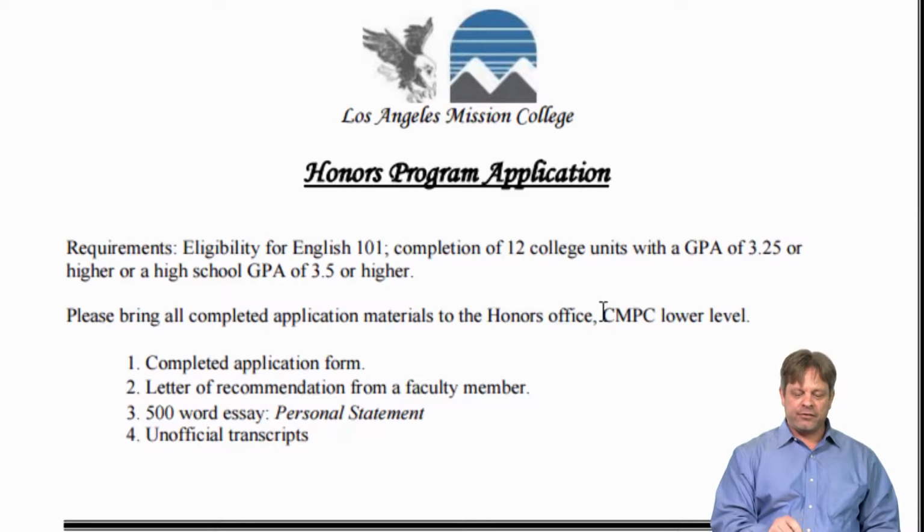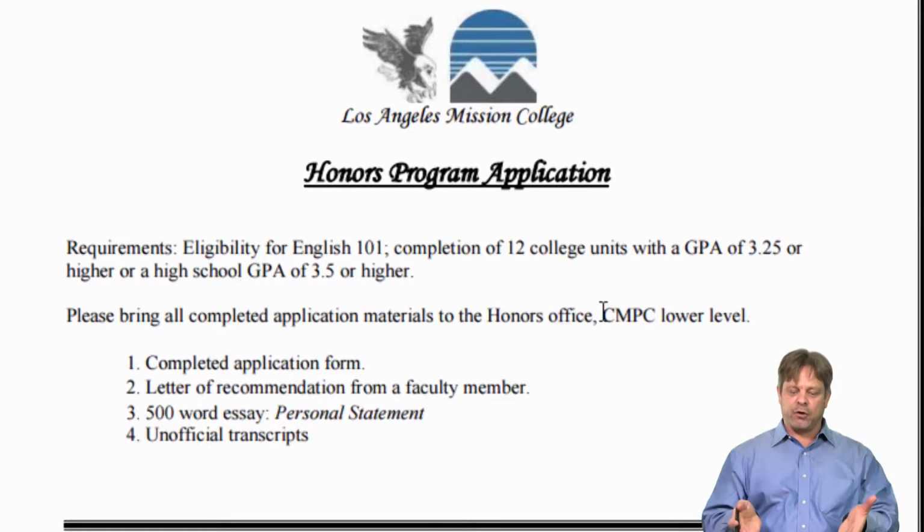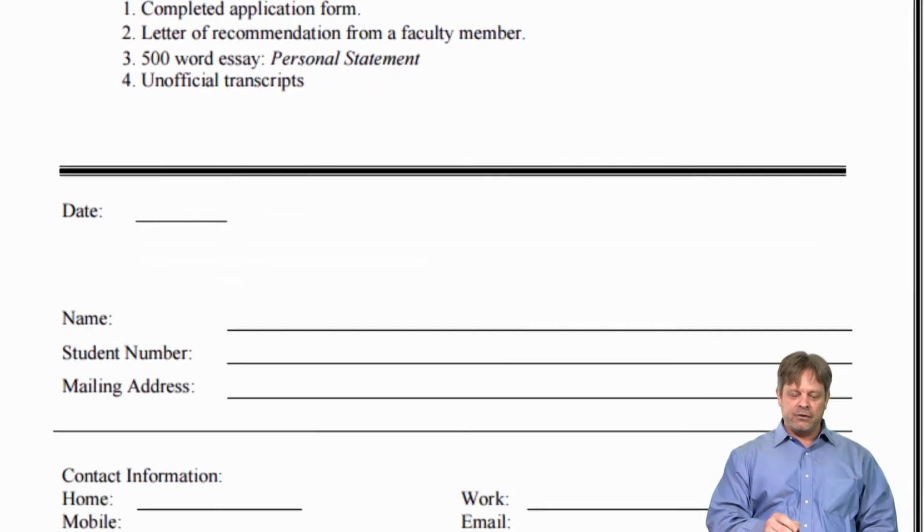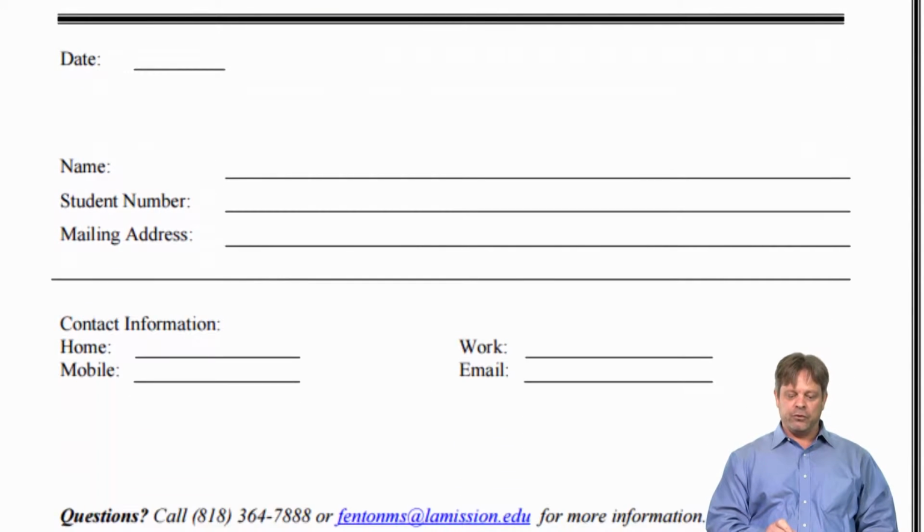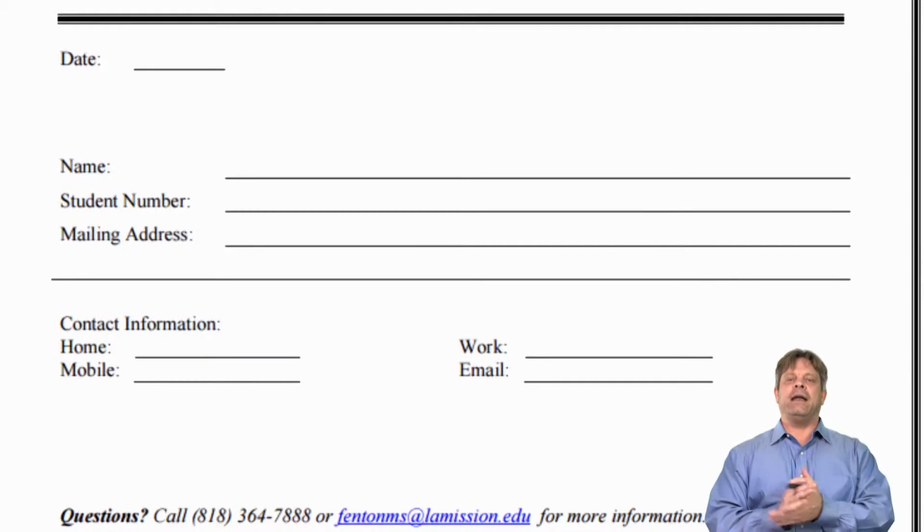The first item says completed application form. That's the form you have in front of you, and if you go down, you see date, name, you put your student number, mailing address, you have some contact information, and you fill that out.